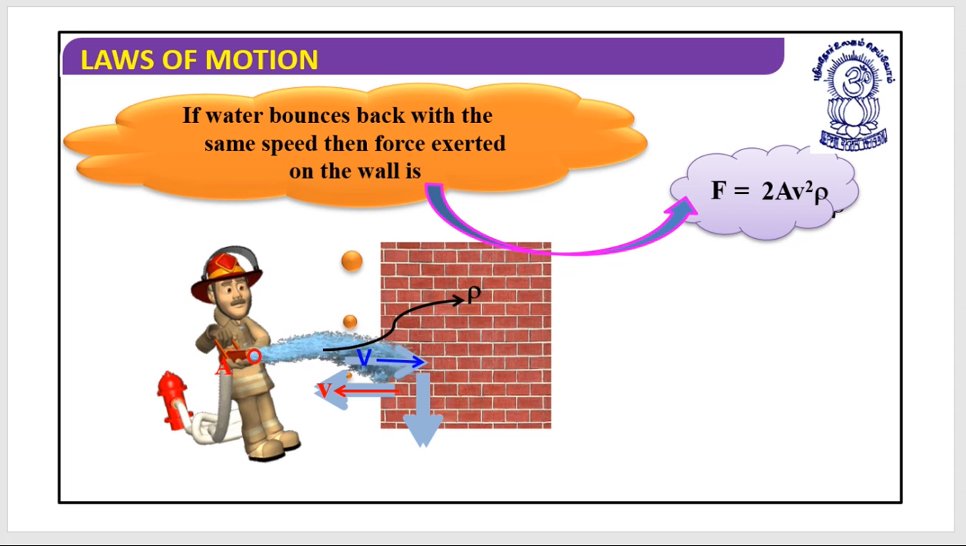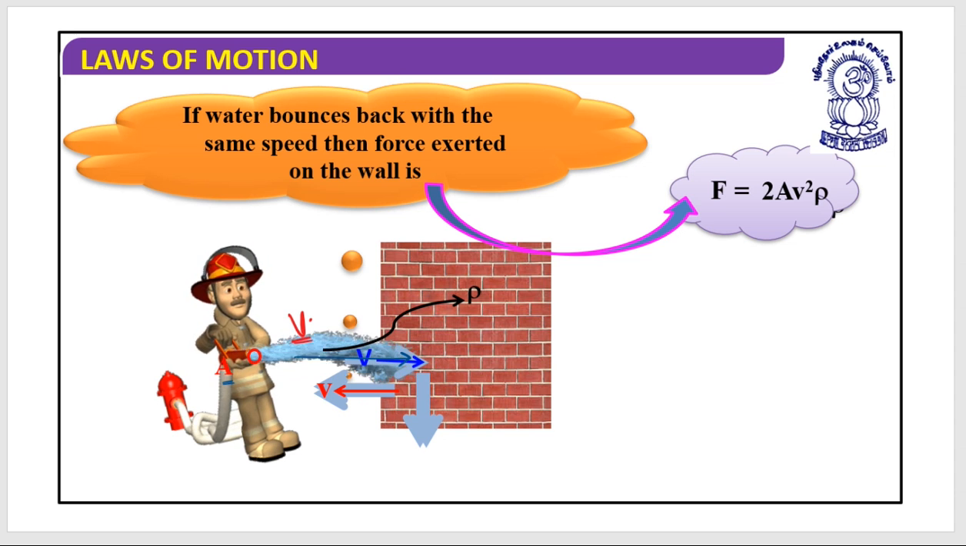First tell me, have you seen this kind of situation? Let's suppose this is a person, and he is holding a pipe through which water is coming, and let's assume that water is moving in a horizontal path and is going to strike the wall horizontally only. The pipe that the person holds is of area A, and let's say the velocity with which water is coming out is V. I need to check what should be the force acting on the wall.